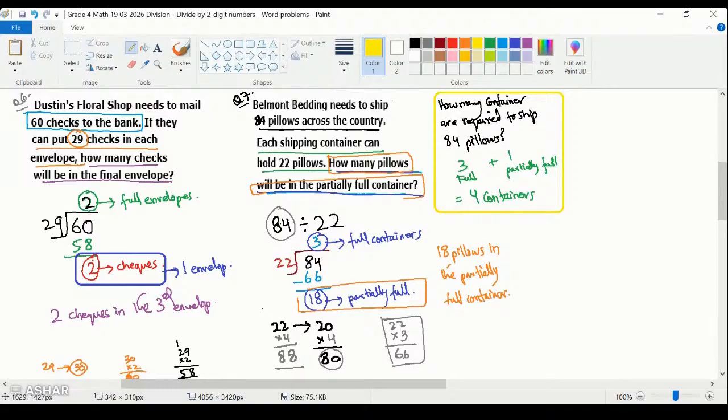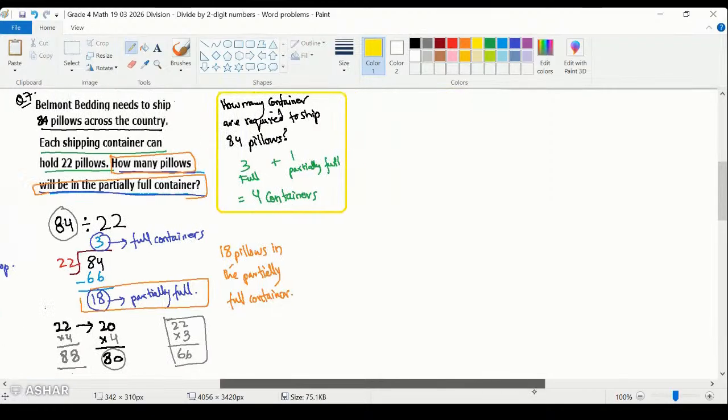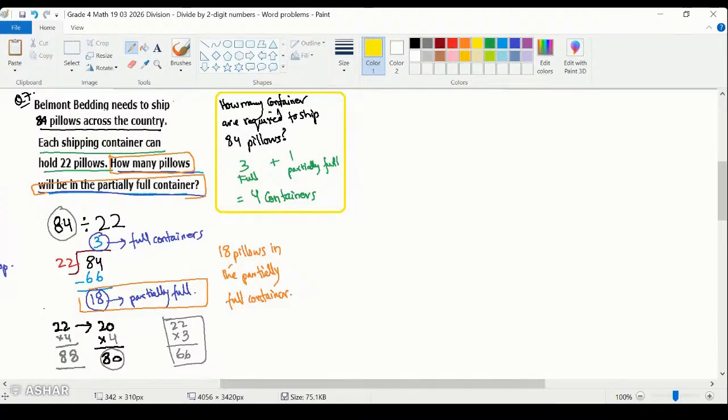Perfect. Thank you. Let's look at another example. For the next question, they are saying, an airport shuttle needs to transport 63 people from the terminal to the parking garage.